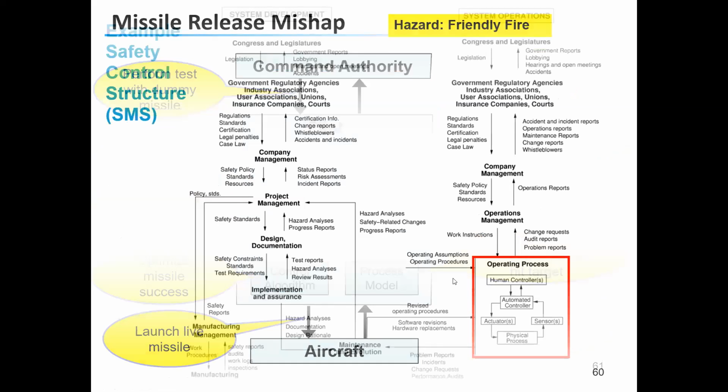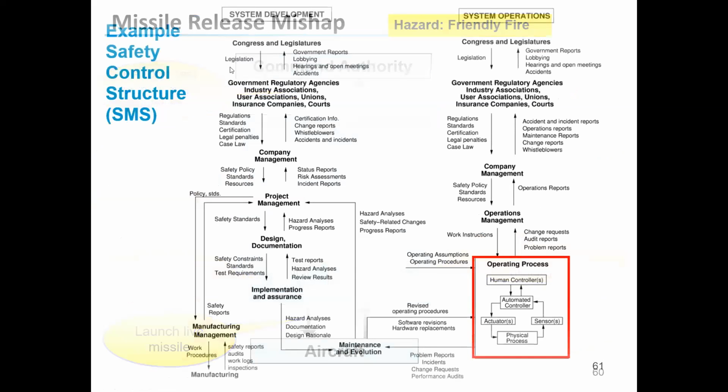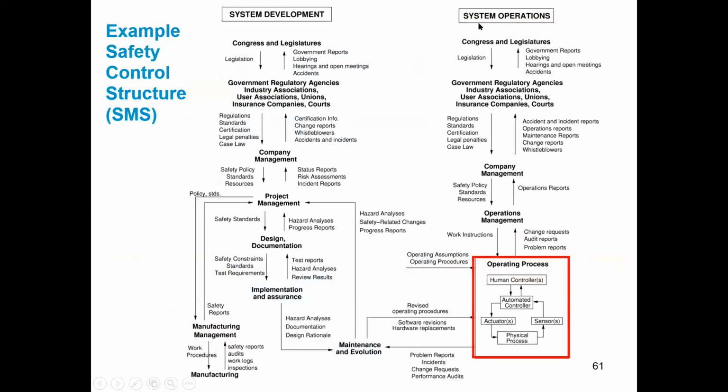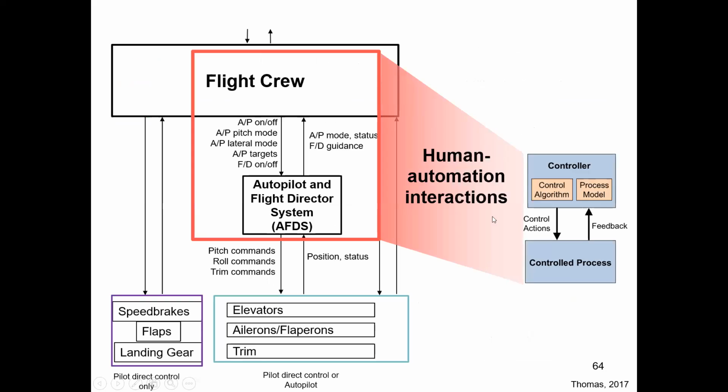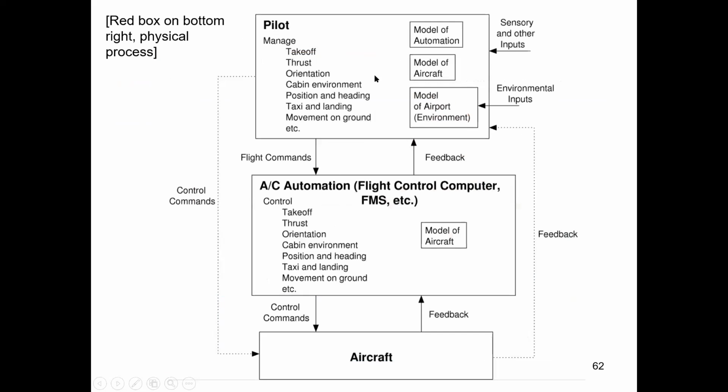So it's not just one control loop. What we have is a lot of control loops like this. Over on the right is system operations. On the left is the control structure for system development. And there are little control actions and feedback loops all through this. Over in the right red box is the actual operating process with the human controllers and the physical controller and the automated controllers. Sorry, the red box on the bottom, let's look more carefully at that.